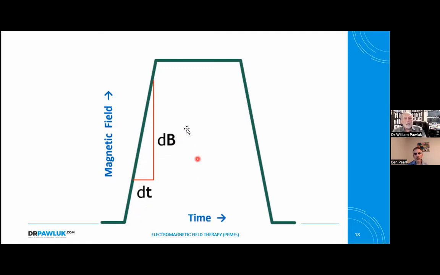So the dB/dt can become really large. The units used for it are teslas per second. Tesla is the size of the magnetic field. 1 Tesla equals 10,000 Gauss. Most MRI machines are in the range of 1 to 12 Tesla. Extremely high magnetic fields, so they will have very high dB/dts.